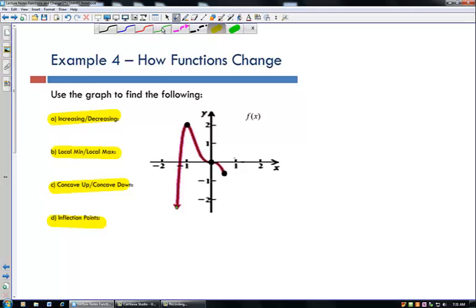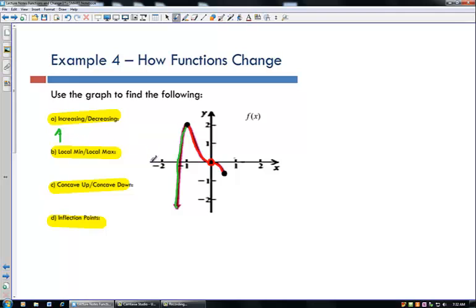So let's start here. So for increasing, we always read a graph from left to right, just like you read a book. And so it's obviously, even though the arrow points down, from left to right, it's going up. So it's increasing and increasing, increasing, increasing all the way up here. And then it begins to decrease, so it decreases, decreases, decreases, decreases. Here we have a little bit of an issue, which I'll talk about in a minute, but then it obviously is decreasing here. So for increasing, a function is increasing on what interval?